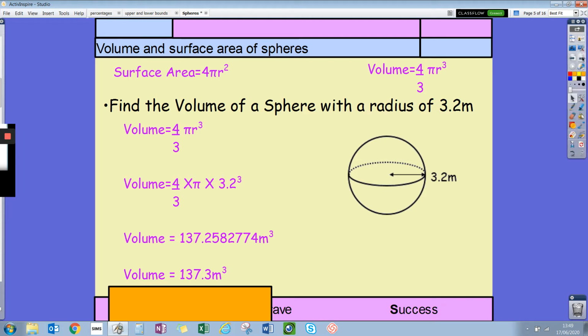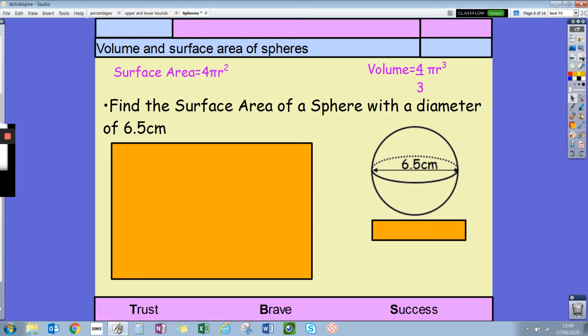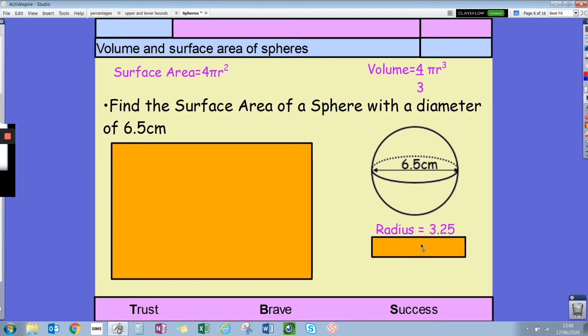So my next question asks us to find the surface area of a sphere this time. So this is the formula we're going to be interested in. The difference in this question is that it gives us the diameter of 6.5. And if we look at the picture, that's all the way across the sphere. And what we want is just from the centre to the edge, so that's half of the diameter. So in order to find the radius, we're just going to halve the 6.5. So our radius is 3.25.